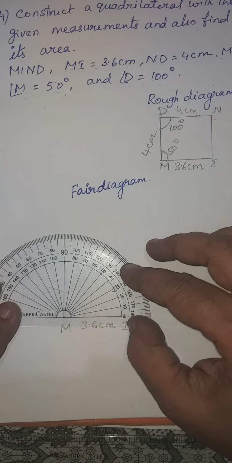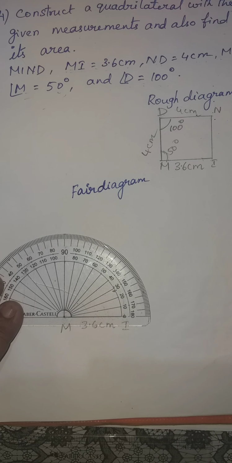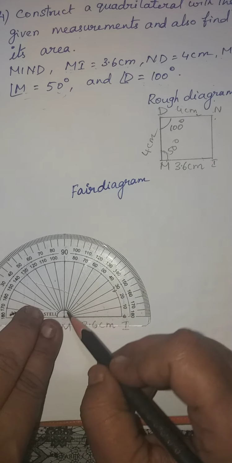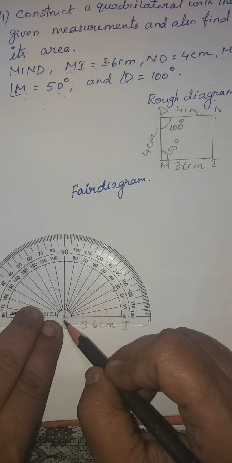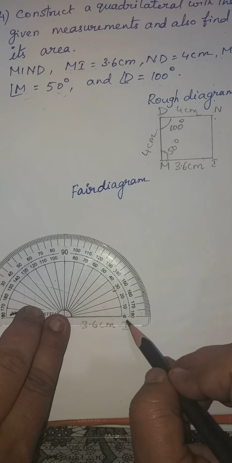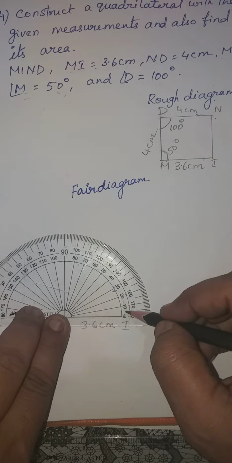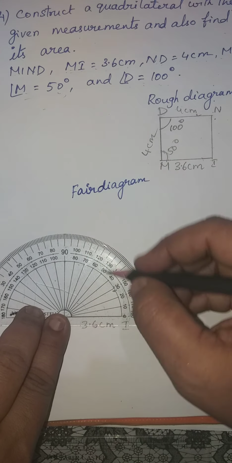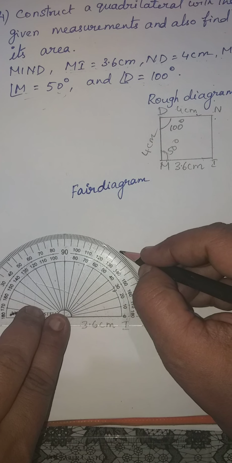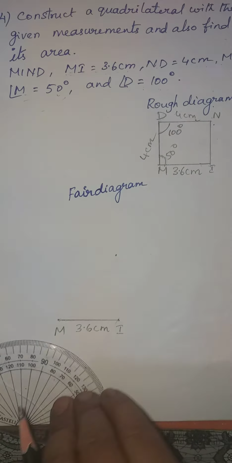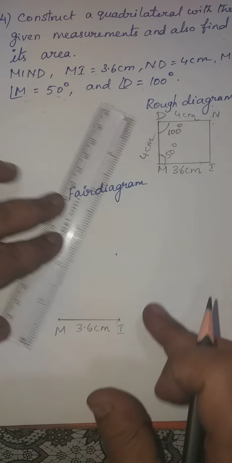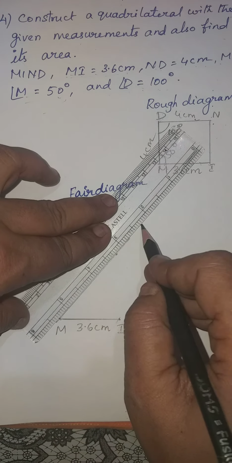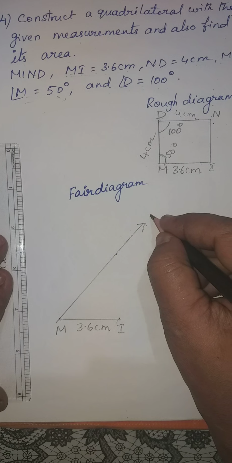Place the protractor on the point M and mark 50 degrees. Here you have to take the inner readings. On the point M you have placed the protractor, so from the opposite side you are going to take the measurements. Here you have to take the inner readings. So here you can see this is 50 degrees. Mark 50 degrees and now join these 2 points. You can mark it as X.